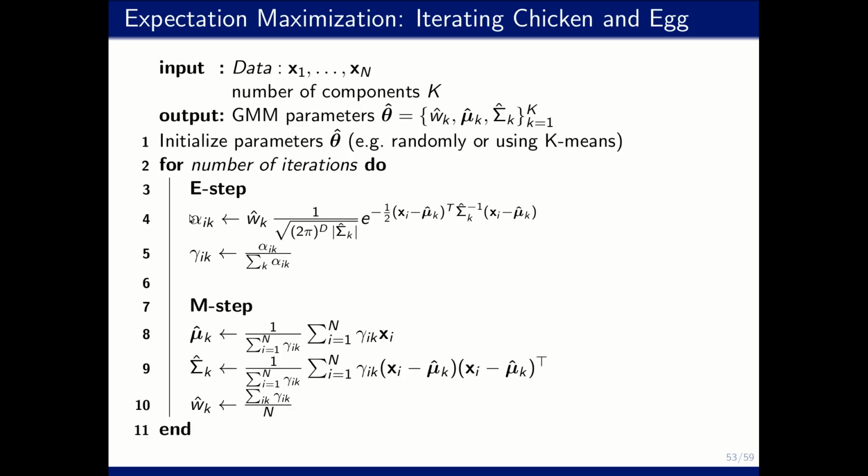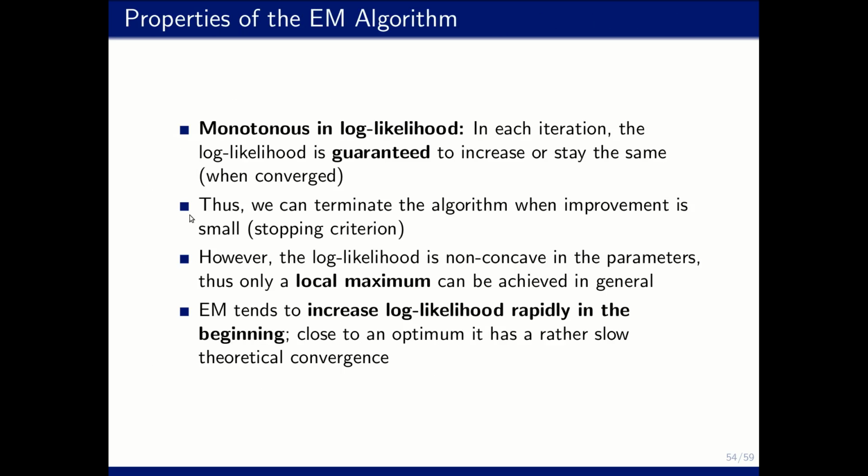just iterated. So some nice properties of the EM algorithm is that it's monotonous in log likelihood. So EM guarantees you that in each iteration, the log likelihood of the Gaussian mixture model is guaranteed to increase or stay the same. And then essentially you have proof that you are already converged. Therefore, you can actually monitor the log likelihood, and if the log likelihood does not improve enough, then we can also stop. A problem is that the log likelihood is non-concave in the parameters, and therefore we can only guarantee that we achieve a local maximum with expectation maximization.